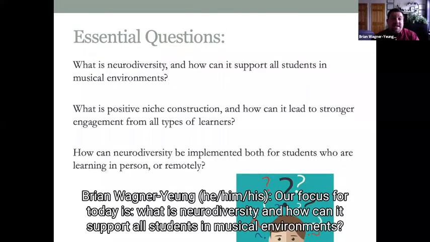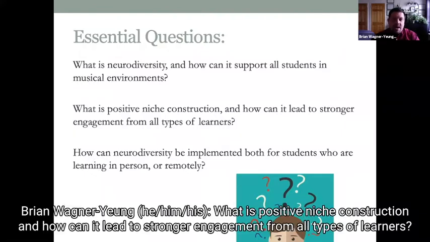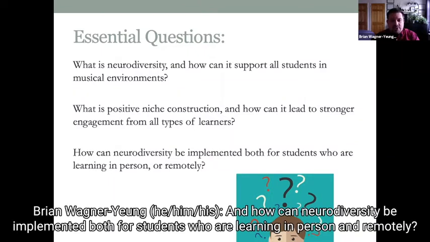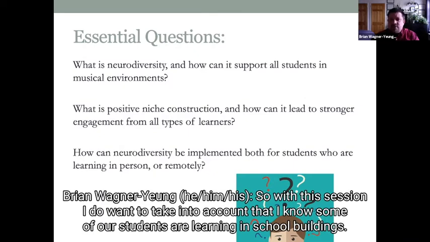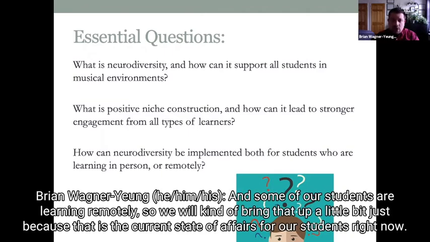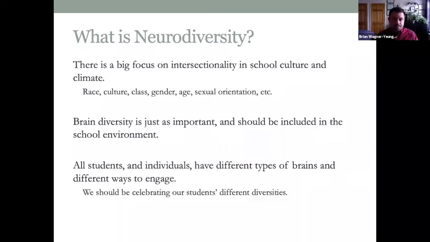Our focus for today is what is neurodiversity and how can it support all students in musical environments? What is positive niche construction and how can it lead to stronger engagement from all types of learners? And how can neurodiversity be implemented both for students who are learning in person and remotely? So for this session, I do want to take into account that I know some of our students are learning in school buildings and some of our students are learning remotely. So we will bring that up a little bit, just because that is the current state of affairs for our students right now.